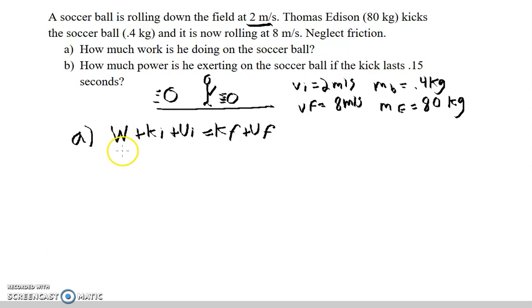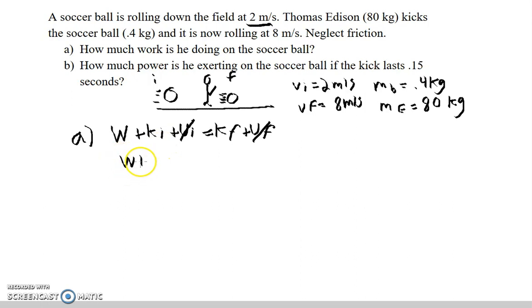So the work is definitely there. Initially, right before it gets kicked, there's some kinetic energy. There's really no potential because it's not raised to some height; we'd assume it's just on level ground. And then in the final part, there's going to be kinetic energy, it is moving, but there's really no UF, for the same reasons there's no UI. So we need to calculate the work.